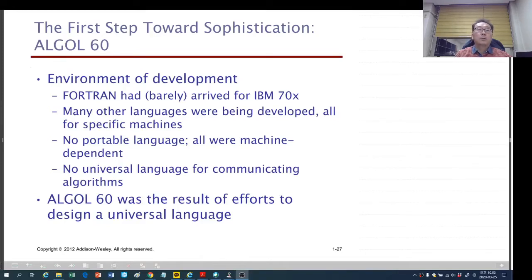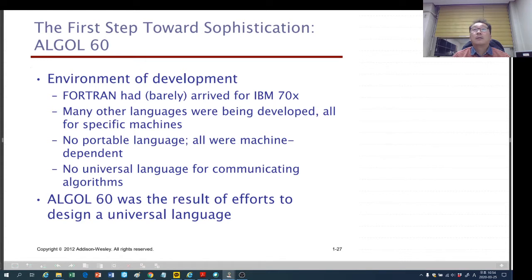네, 다음으로는 우리가 알골 60라는 프로그래밍 언어 역사에 있어서 역시 또 가장 중요한 언어 중에 하나인 알골 60에 대해서 또 한번 소개를 해보도록 하겠습니다. Okay, the next topic is 알골 60. This is one of the first steps toward some sophisticated program language.